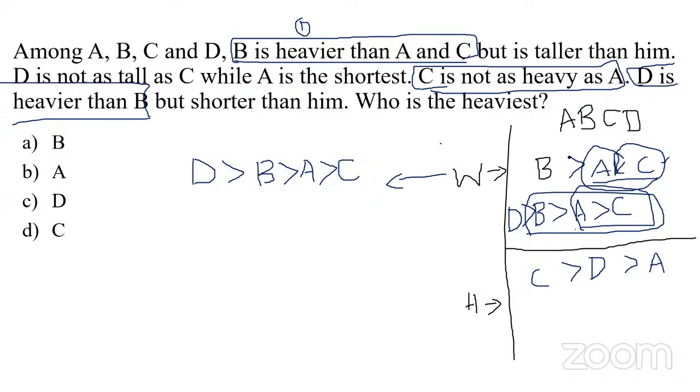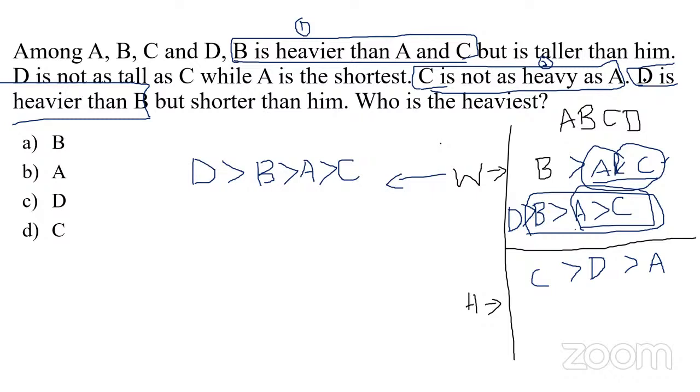With what we have concluded from these first two statements, D is heavier than B. Not? What, ma'am? D is heavier than B. I am saying with the first and second statements, right? Yes, correct. Good. What I'm saying is, among the first two statements, we got the answer that B is heavier among the three, A, B, C, B is heavier.